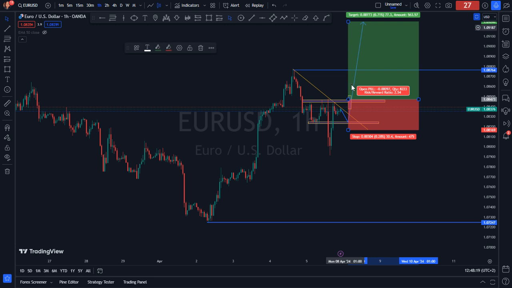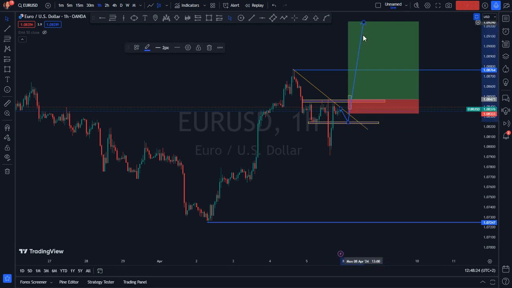So Euro USD, let's just wait and see what it is going to give us, whatever we think. But if it goes all the way down, you are safe. You did not enter the trade. You didn't lose any money. At least you are safe.